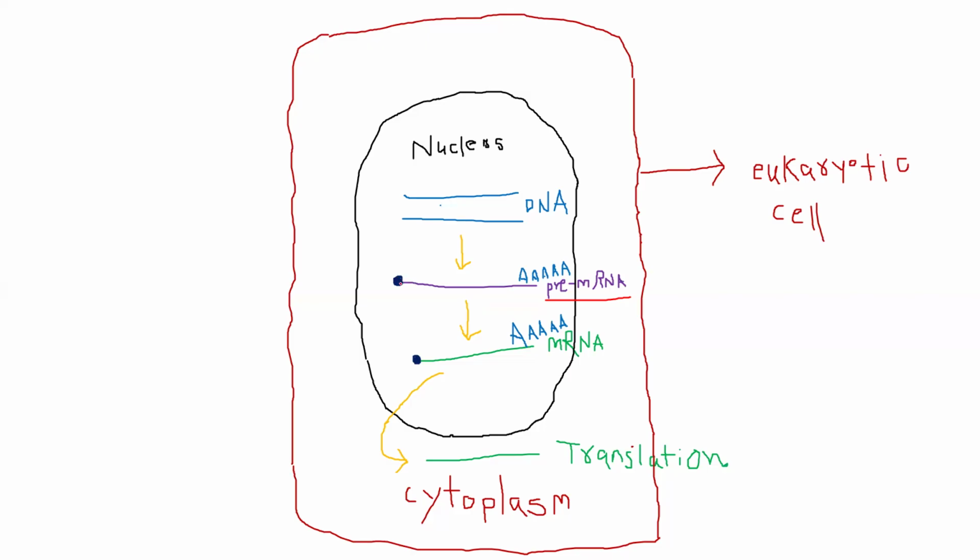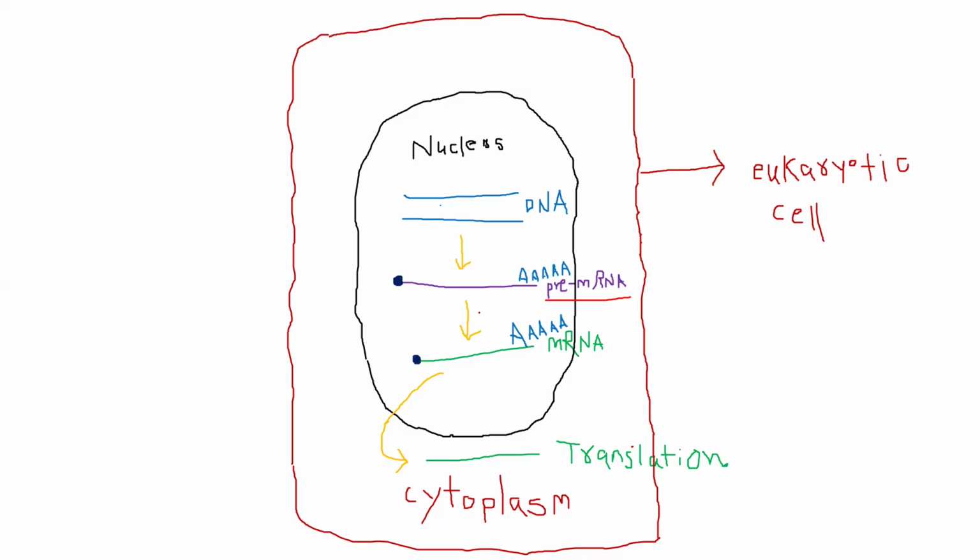You can see a circle here. This is the addition of a cap, and a poly A tail is added. And further it is processed. We'll see this processing in detail in the next lectures. And this pre-mRNA is processed and converted to a mature mRNA, which is shown in green color in this picture. This is called RNA processing. The process of conversion of premature messenger RNA to mature mRNA is called RNA processing in eukaryotes, and it happens in the nucleus.